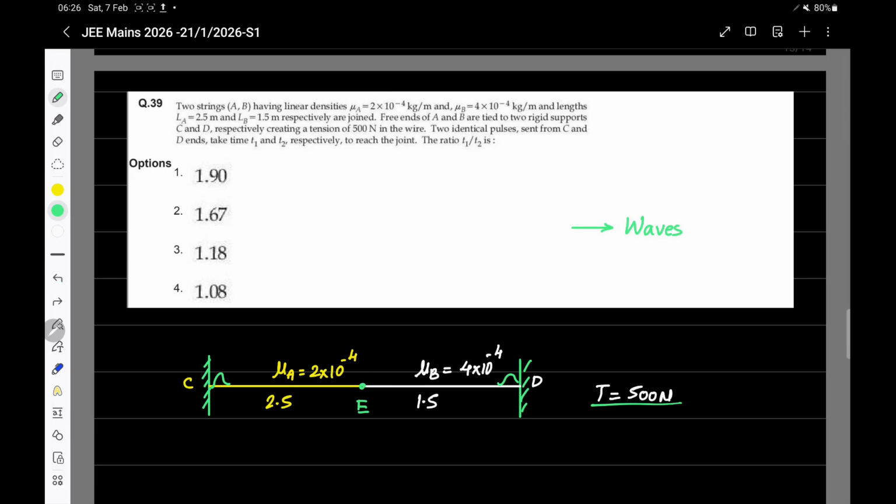At ends C and D, two waves are generated, and these wave pulses reach the end E at times t1 and t2, and they are asking us to find the ratio of the times t1 and t2. They have given us that the combined tension in the rod is 500 Newton, and they have given the respective linear mass densities and lengths of the rod. So let's solve the question.